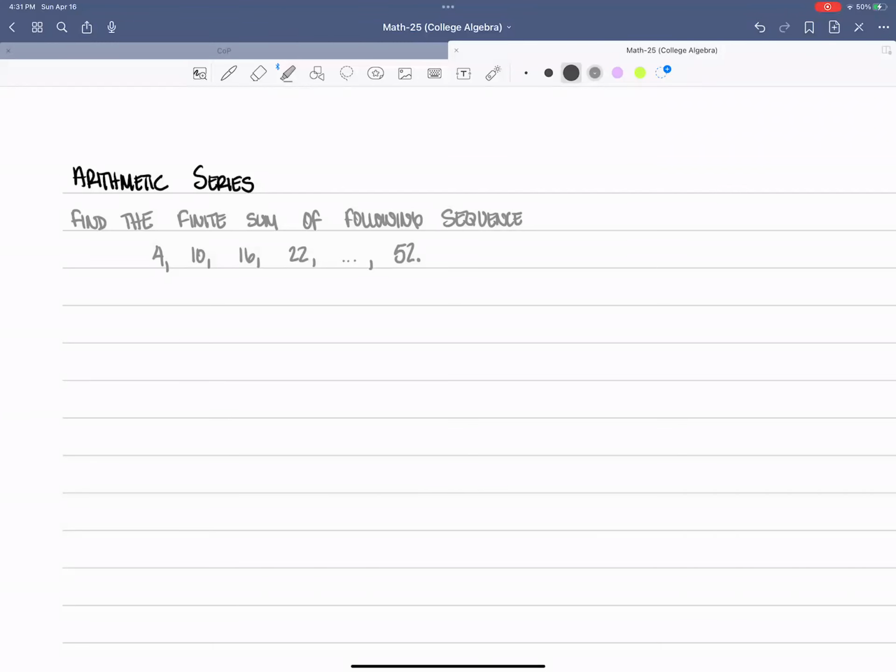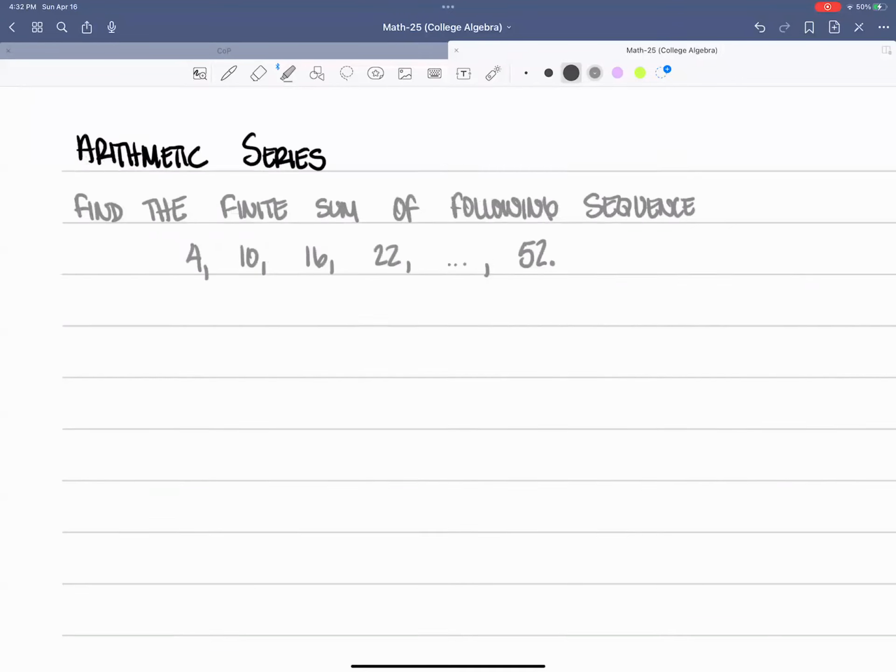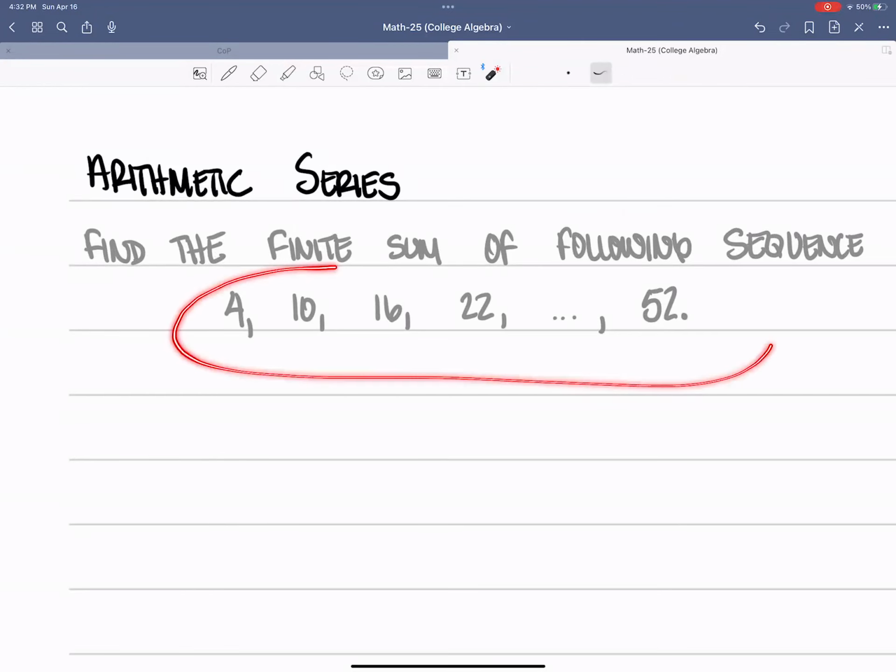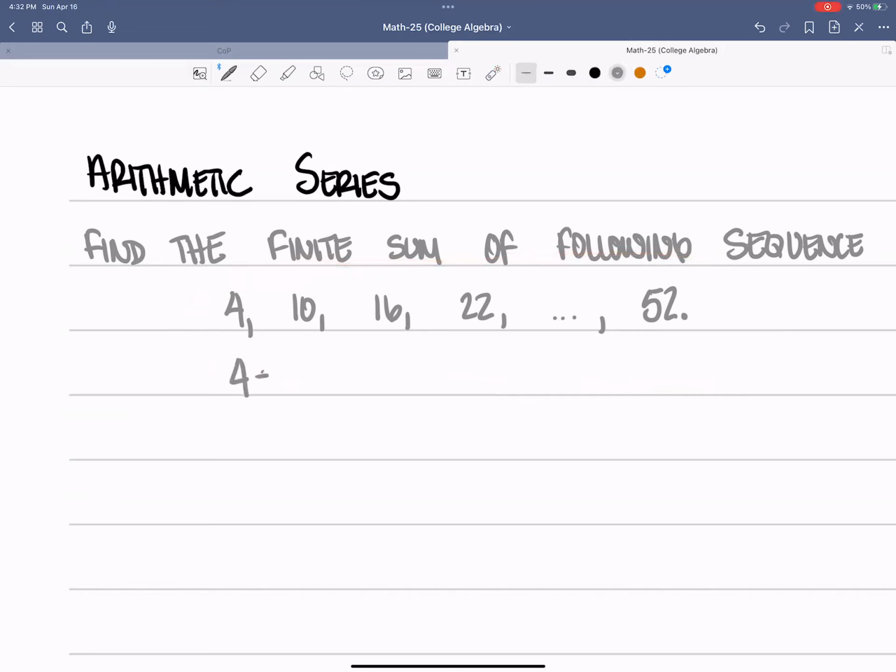Chapter 9. In this video, we're going over arithmetic series. So find the finite sum of the following sequence. A sequence is a sequence of numbers, and remember, a series is the sum of these values. So we're not just finding the sequence here. All we're doing is adding all of these values together: 4 plus 10 plus 16 plus 22, and we're adding all of these until we get to 52.